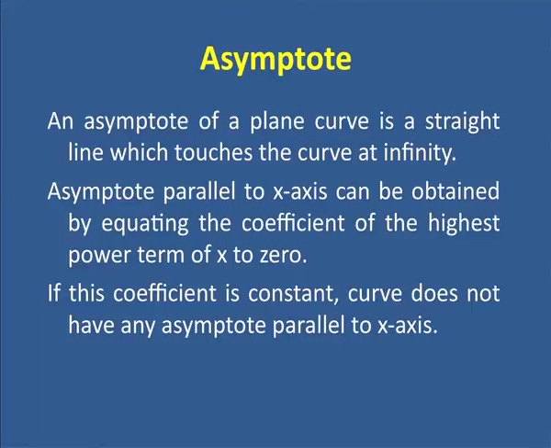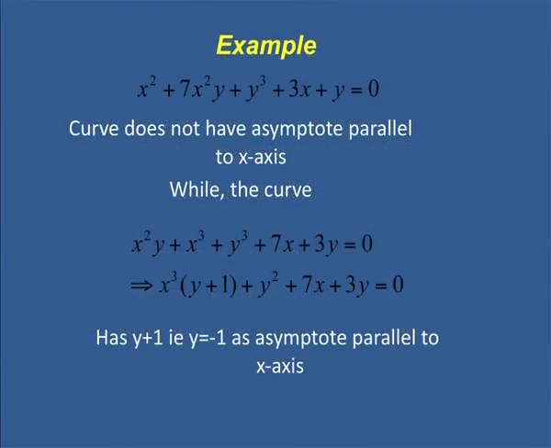An asymptote parallel to the x axis can be obtained by equating the coefficient of the highest power term of x in the given equation to 0. If this coefficient is constant, the curve does not have any asymptote parallel to the x axis, as shown in the example. The example here is x square plus 7x square y plus y cube plus 3x plus y is equal to 0.